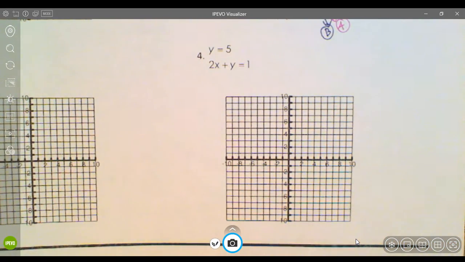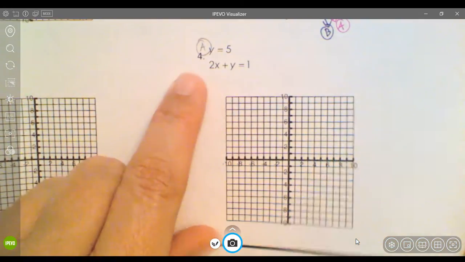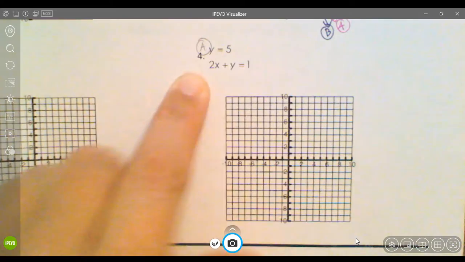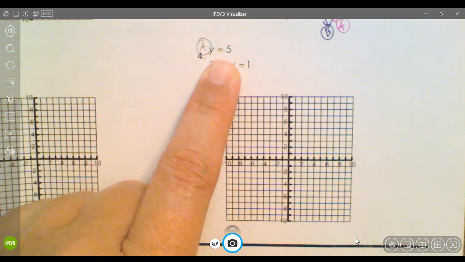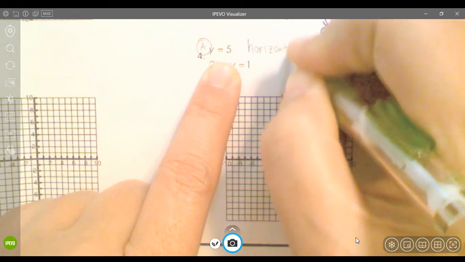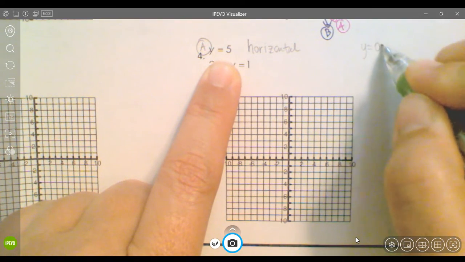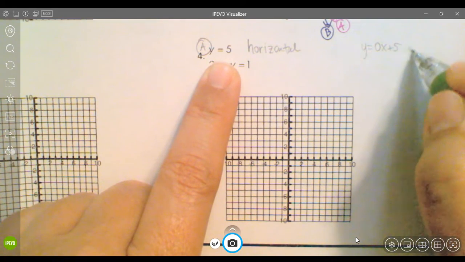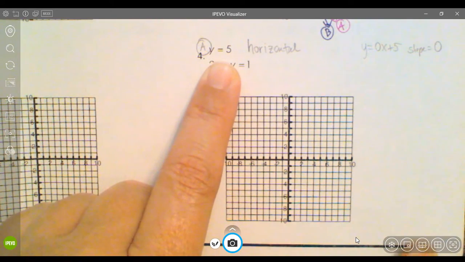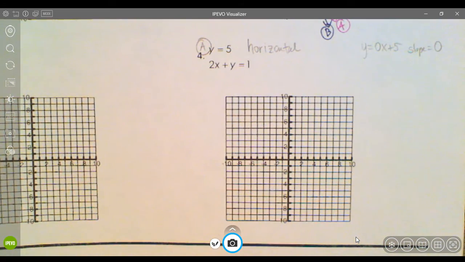All right, let's look at number 4, because again, these aren't in slope-intercept form. Equation A is already set up for me. According to this, we have just y equals 5. That's a horizontal line. A horizontal line, remember, looks like the horizon. Think of this as y equals 0x plus 5, and my slope is 0. The previous notes, on the back page of this, said when you have a slope of 0, you've got a horizontal line. That's one of those things that I recommend that you memorize.